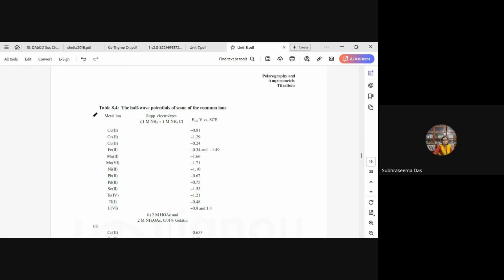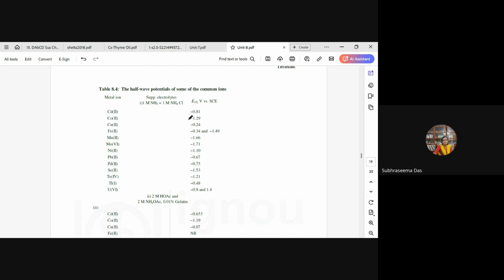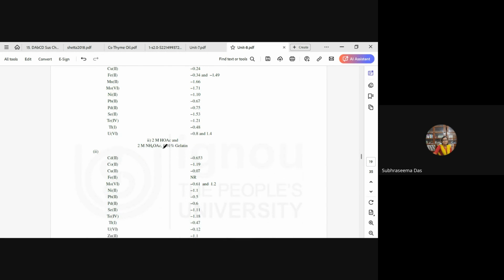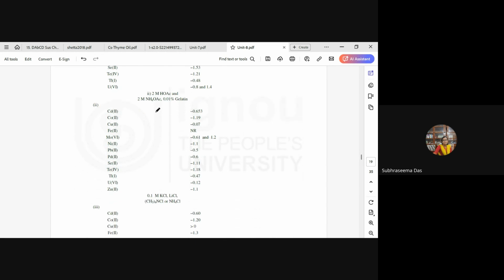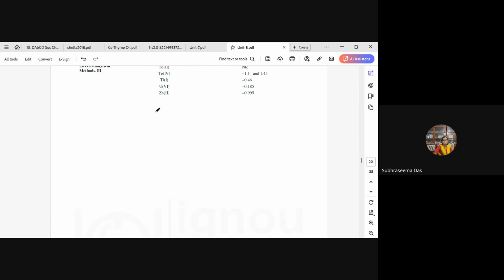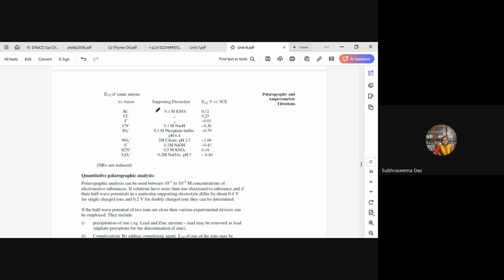So here in table 8.4, the half-wave potentials of some common ions have been shown. Here the metal ion, the supporting electrolytes, and the E half values have been shown. In table 8.4, the first part has been shown for 1 molar NH3 plus 1 molar NH4Cl. The second uses 2 molar acetic acid and 2 molar ammonium acetate with a suppressor, and the other table values have been shown.